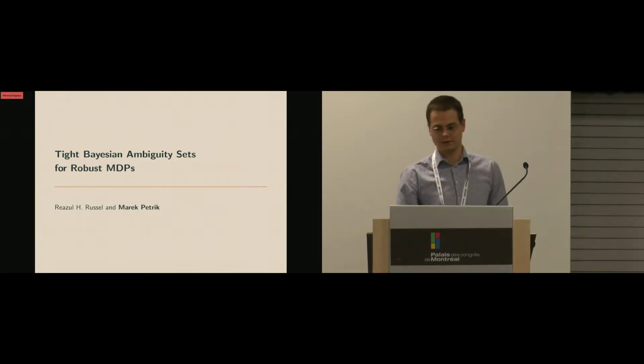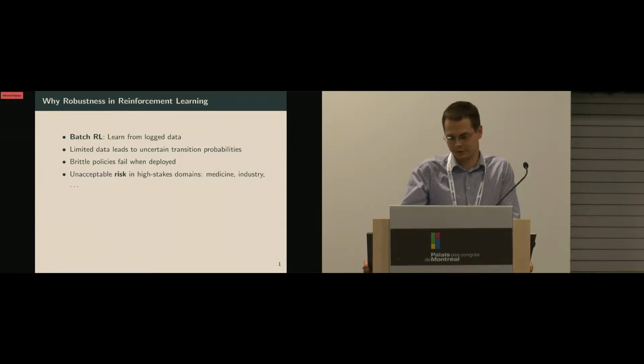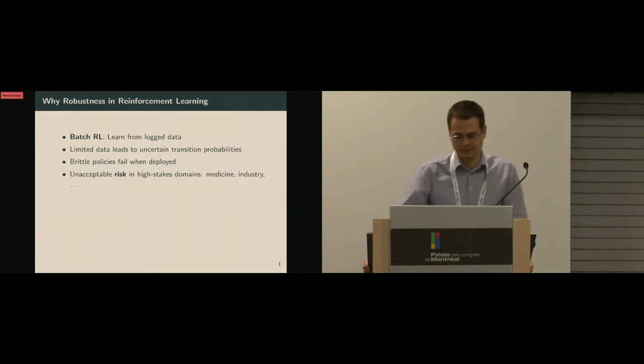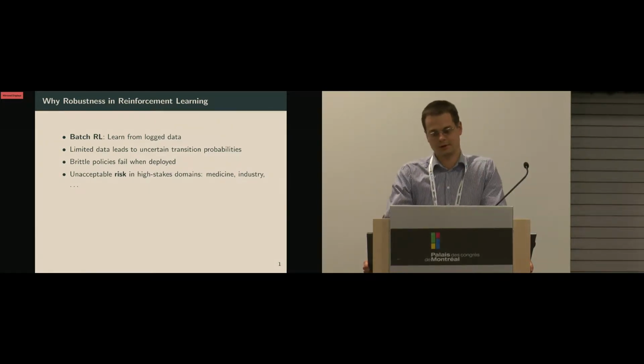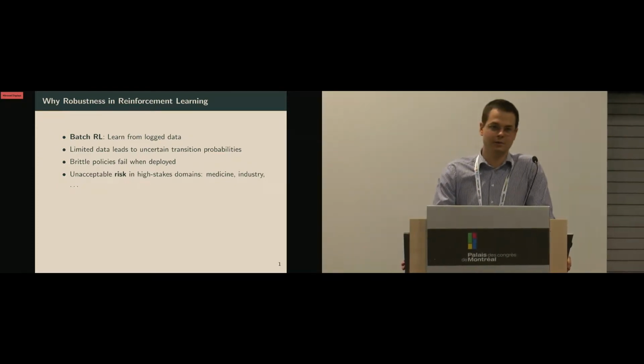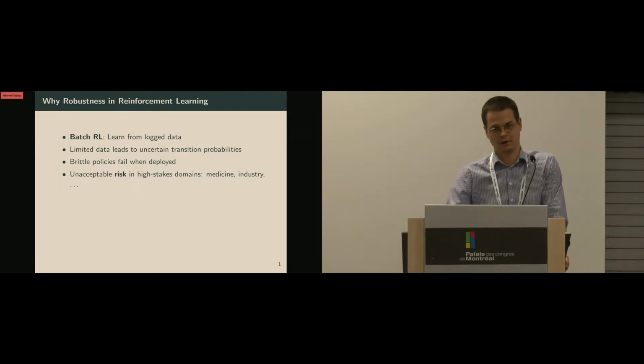So this talk is about robustness in reinforcement learning. Why do we actually need to worry about robustness in the first place? We are interested in the batch reinforcement learning case, when we're learning from log data. Since this is all the data we're ever going to get, the data is often limited, which causes our transition probabilities to be uncertain. Now, when we use these possibly incorrect transition probabilities to compute policies, we often get policies that are really brittle and fail easily when deployed. This may be okay in some domains, but in medicine, industry, and other high-stakes applications, this is not okay. It's not okay to do a trial and error approach.